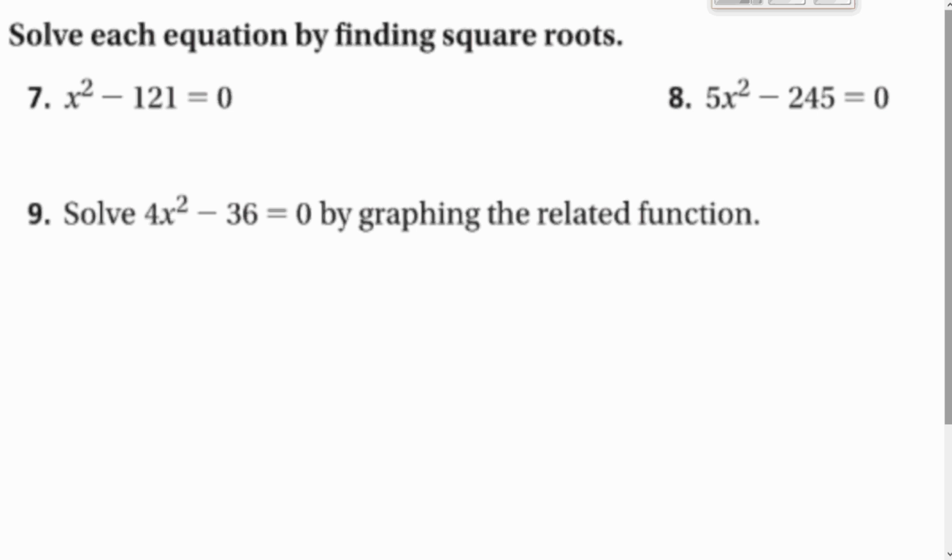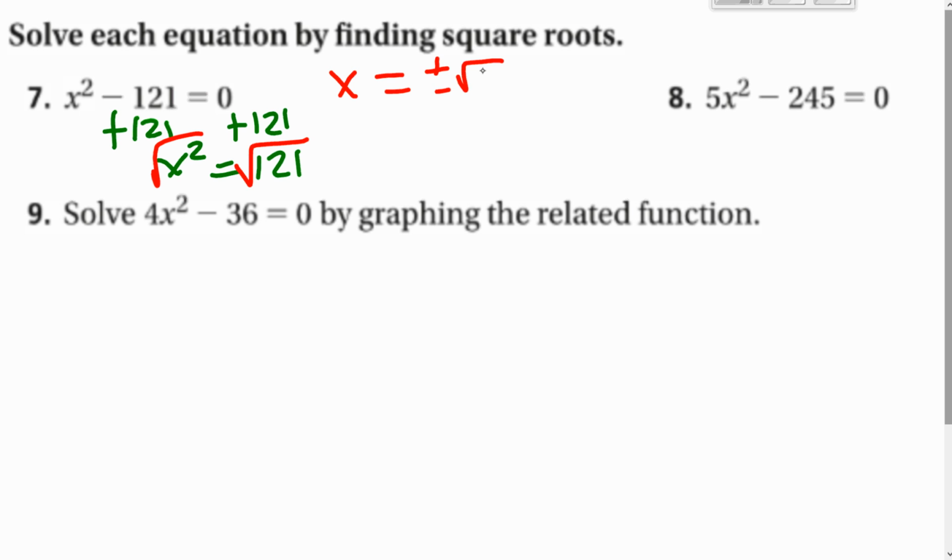Okay, number 7 and 8 and 9 are really all the same thing. Basically solve these all by square rooting, right? Since your b is gone, you could do it by factoring, but square rooting is a lot easier because your b is gone. You just want to move your c to the other side. So then that x squared is by itself. And then how do you get rid of the square? You get rid of squared by square rooting both sides. So x is equal to plus or minus the square root of 121. Square root is always plus or minus because 11 times 11 is 121, and a negative 11 times a negative 11 is 121 as well.